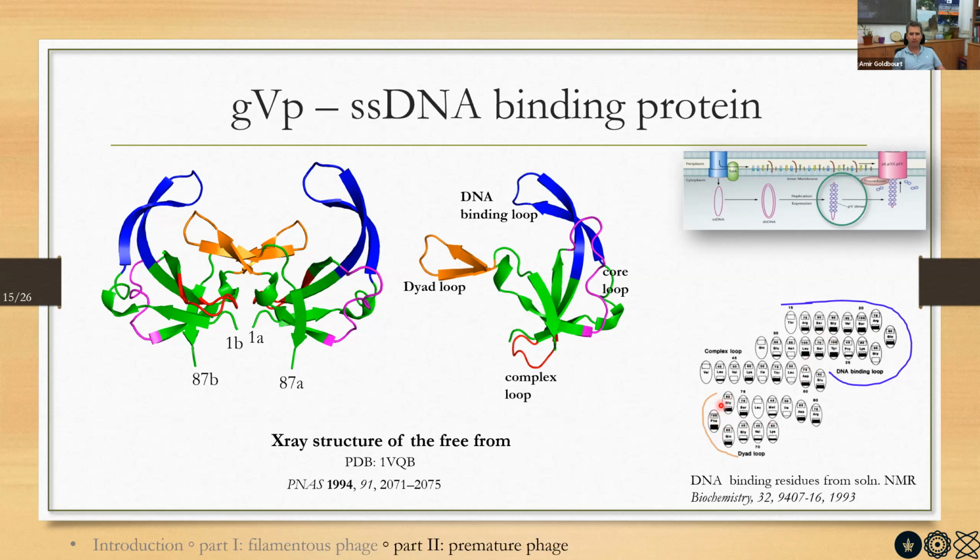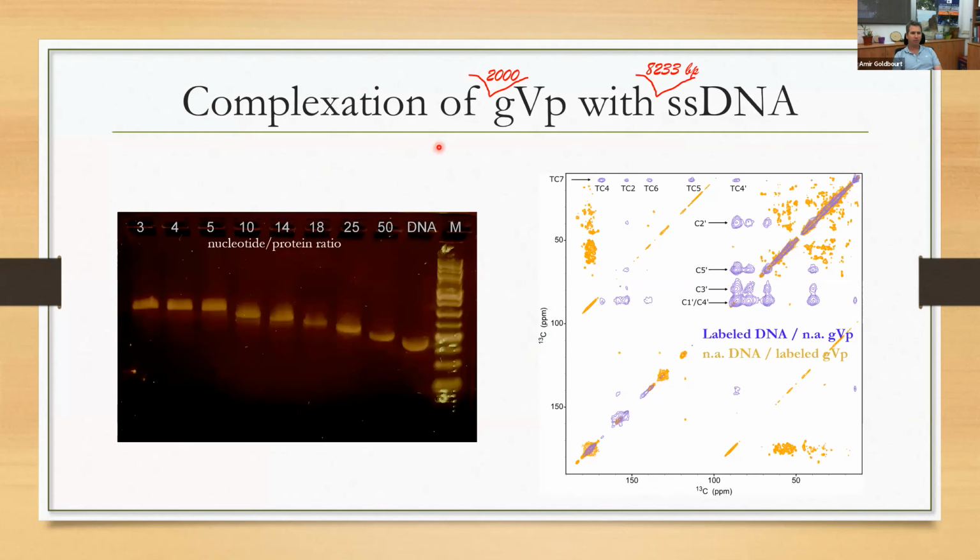You can see some in the dyad loop and also some here in the C-terminus. So the DNA actually binds in this region, going down. There was an attempt to model the structure with the DNA, but there's no structure of the protein bound to this entire single-stranded DNA. And in fact, when you do this experiment, you have to bind 2,000 proteins to about 8.2 kilobase pairs of DNA. So this is our attempt on this system.